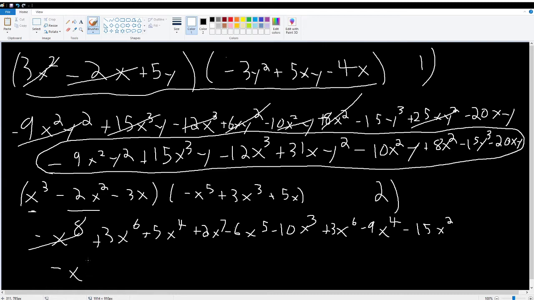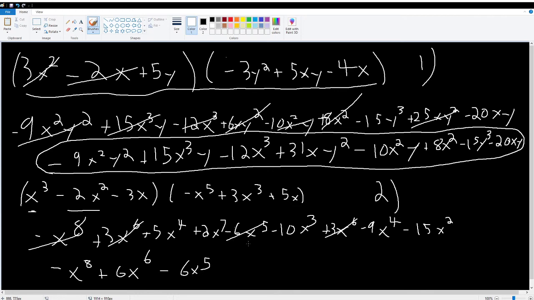Negative x to the 8th comes down, which is the highest power. Next, x to the 6th: we have 3x to the 6th and 3x to the 6th, so that's going to be 6x to the 6th, right? Now let's see if there's an exponent to the 5th. So negative 6x to the 5th, and that's it.